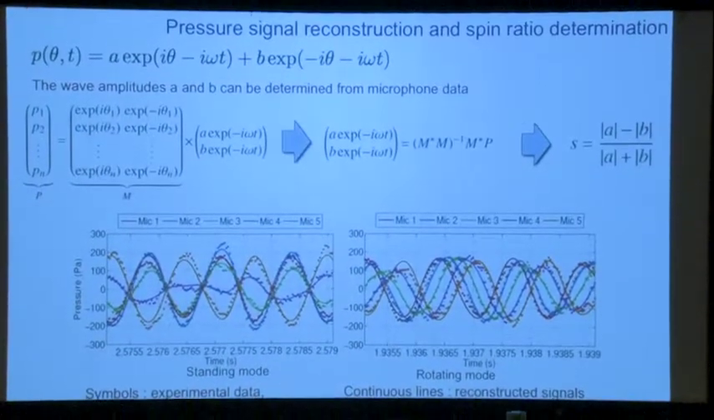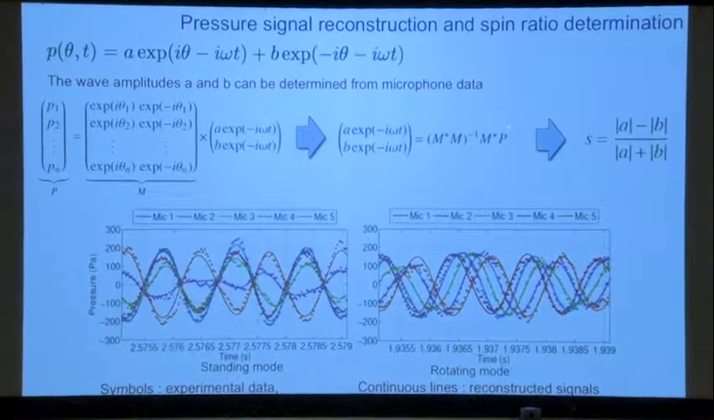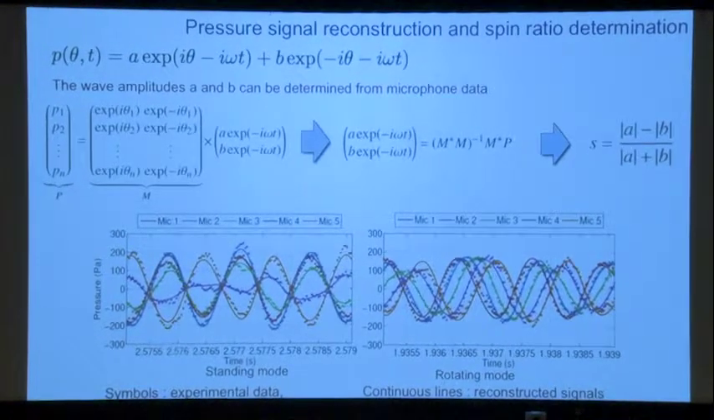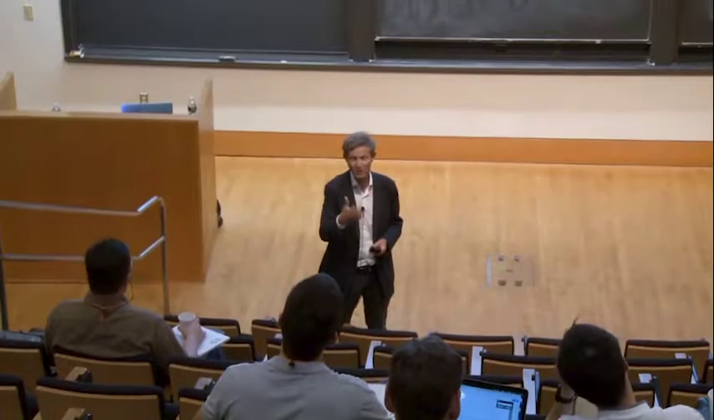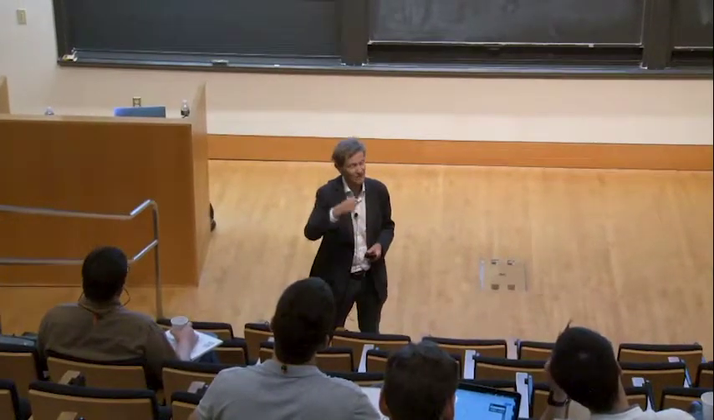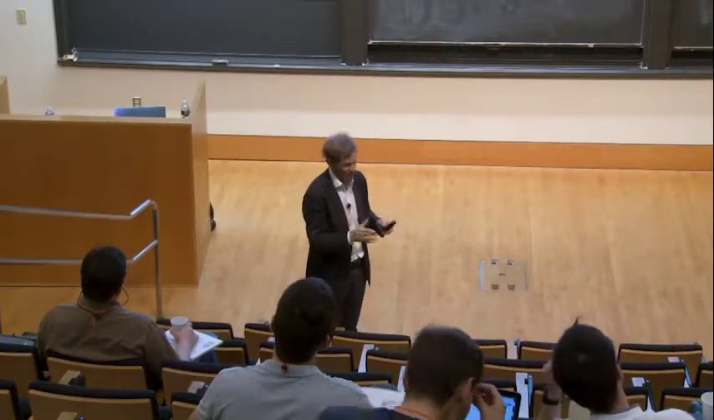This is how you obtain A and B. P is the vector of pressures that you get. You do that at various points in time, and you get the A and B. And actually, the reconstruction is the solid lines, while the points are the experimental data. So you see, the reconstruction is pretty good. You have to verify what you are doing. Once you have A and B, you reconstruct the signals and see that it works.